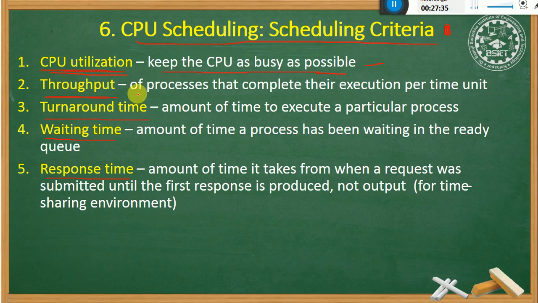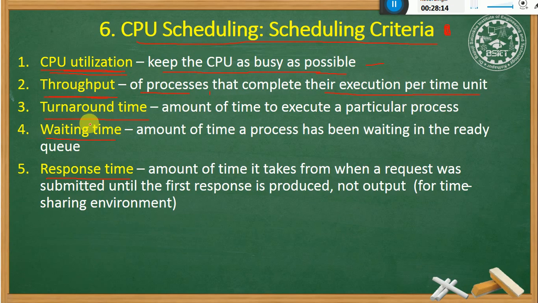The next criteria is throughput. Throughput is nothing but the number of processes completed by the CPU per unit time. So it is a unit of performance of the CPU. How many processes are executed per unit time is known as throughput. To increase the throughput, we require CPU scheduling. Okay, throughput is nothing but the number of processes executed by the CPU per unit time. CPU scheduling is required to increase the throughput of your CPU. So that is throughput.